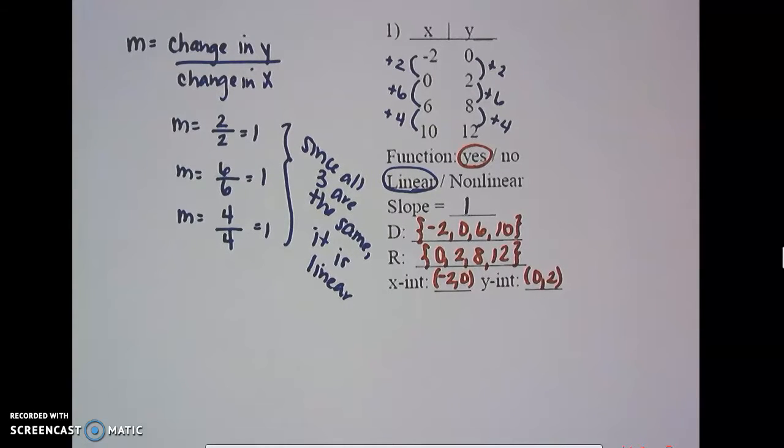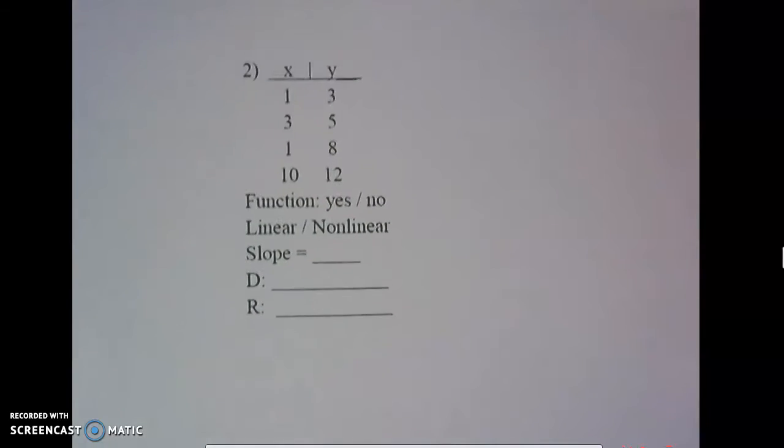If 2 of them have the same slope, but the third one doesn't, is that linear? No, they all have to have the exact same slope to be consistent, changing by the same amount each time. Okay, so keep that in mind as we go as well. All right, so let's take a look at another one here.